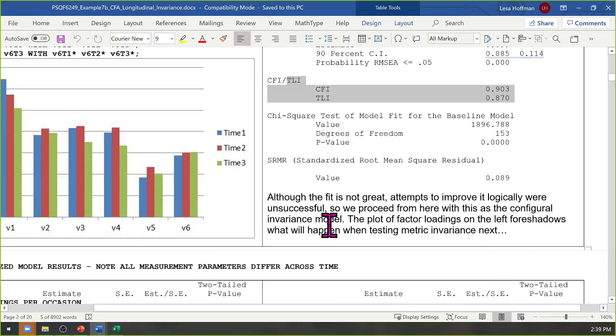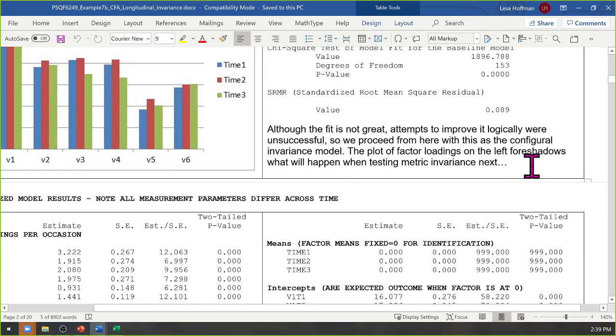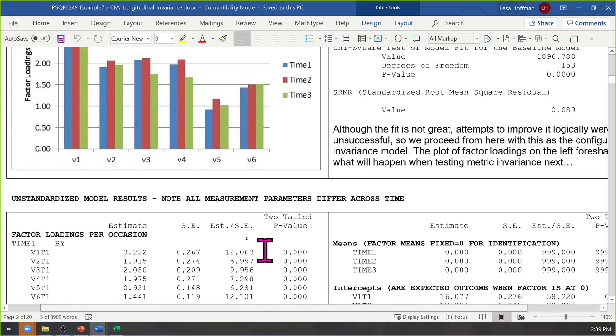And I have a caveat here. No, this fit is not great, but everything he tried to do to make it better either didn't help or didn't make sense. So like a month later, I was like, fine, just go for it. Just do it, right? We're going to write it up and we're going to graduate. That is the plan. So fit ain't great and it's not going to get better. But here's my configural model.